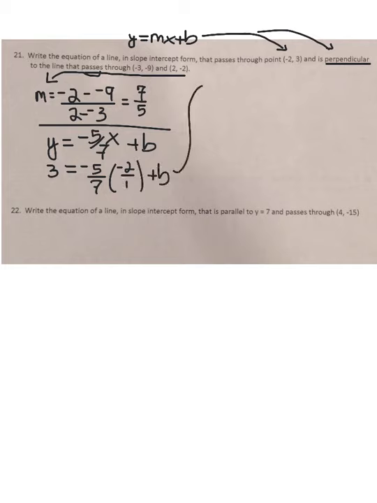Okay, I'm going to bring that up here. So what do I have then? I have 3 equals, and remember when I multiply fractions, I multiply straight across. So in the numerator of that fraction, I'm going to end up with 10 over 7 plus b. So I have to move that 10 over 7 by subtracting it.